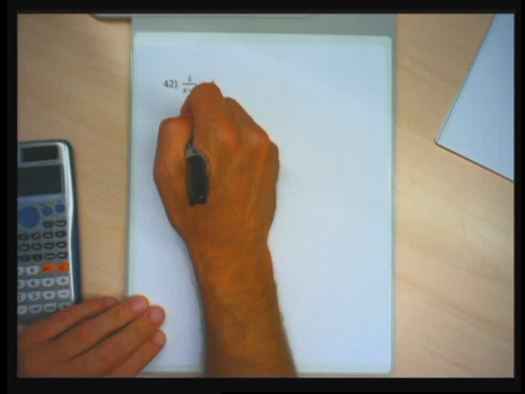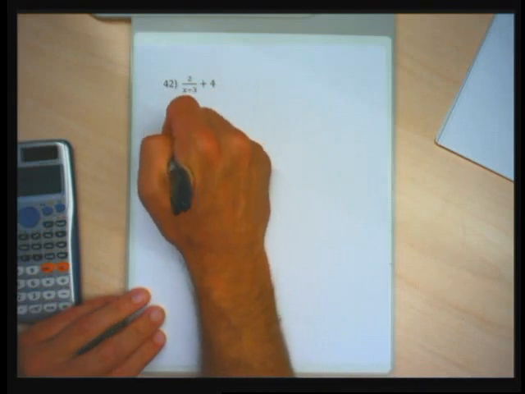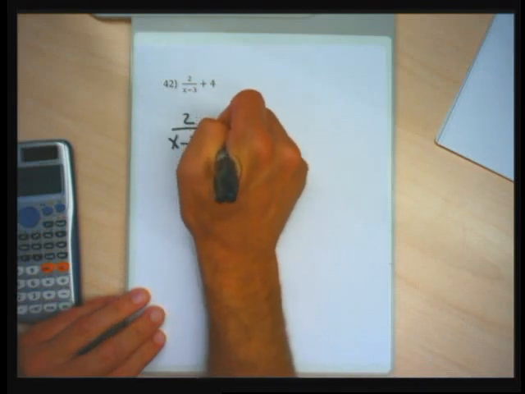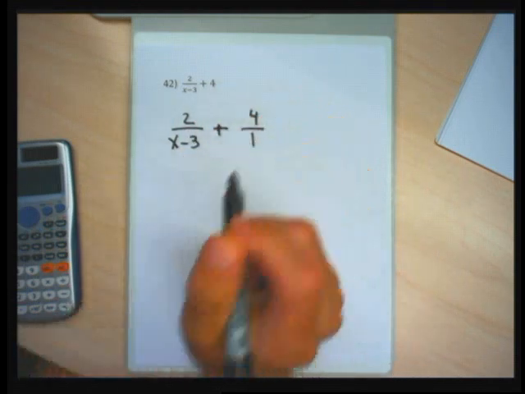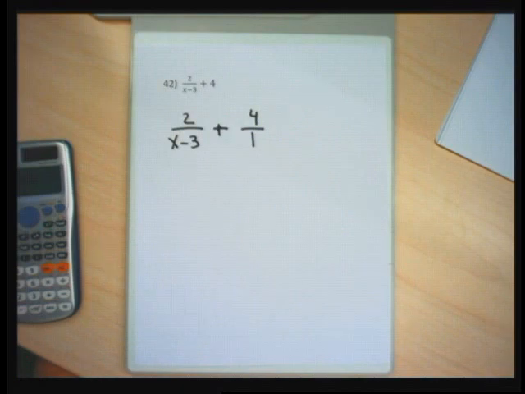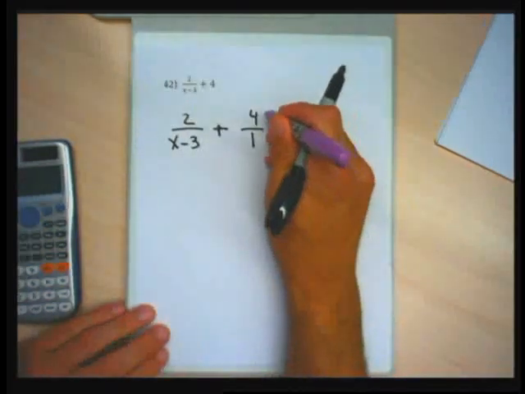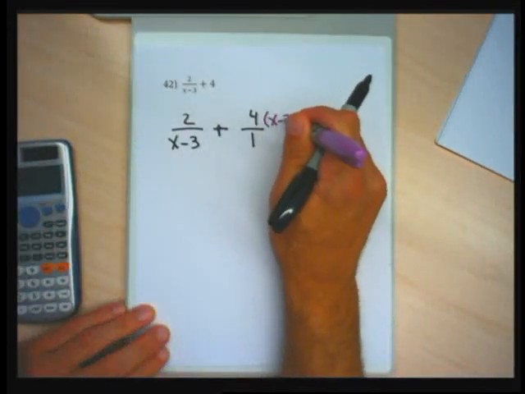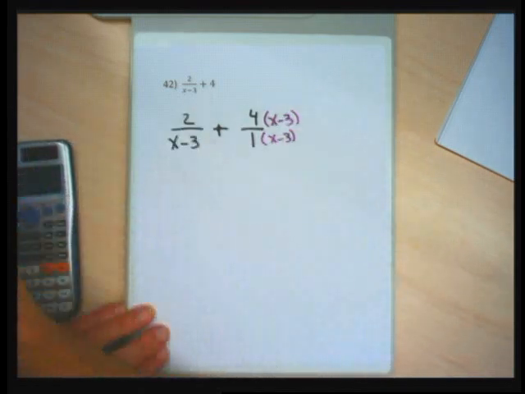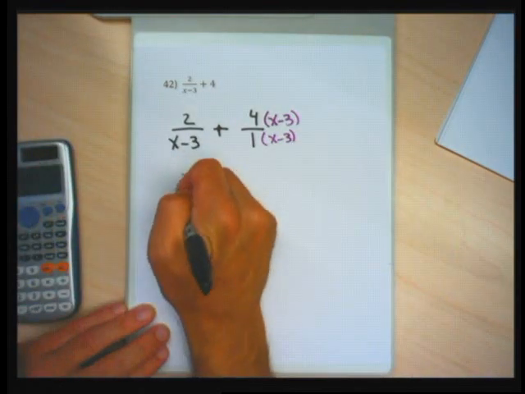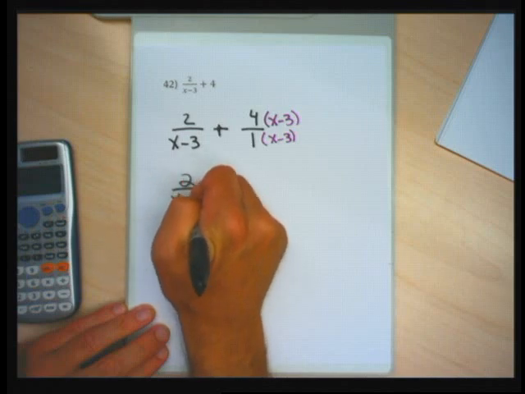So to do 42, I need to make each piece a fraction. The 4 isn't a fraction, so I'm going to write it over 1. The nice thing about this problem is neither denominator has any factoring, and it's super easy to make each denominator the same. I just have to multiply the 4 by x minus 3 over x minus 3, because doing that will make the denominator x minus 3.